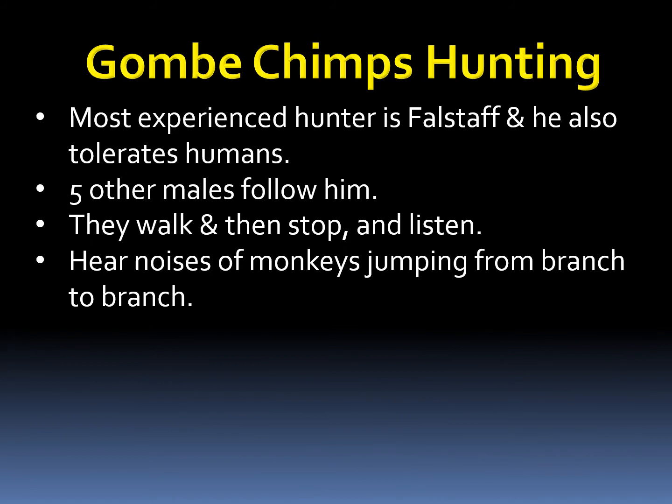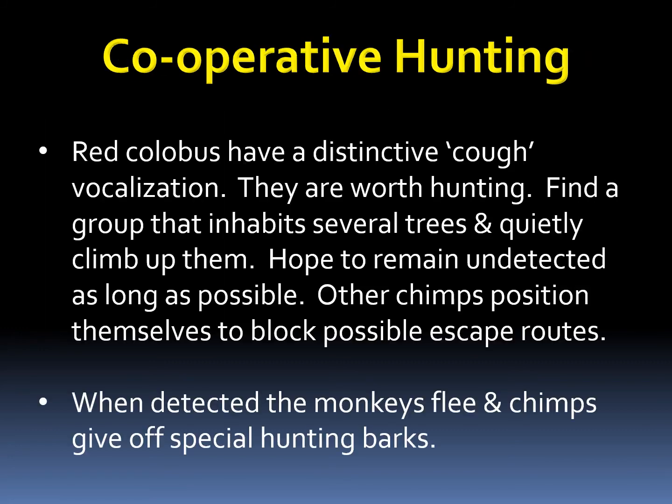So the Gombe chimps, in terms of hunting, the most experienced hunter amongst the Gombe chimp group is a chimp named Falstaff, and he is also very tolerant to humans. There are 5 other males within the group that follow him, and they walk and then they stop and they listen, right? They're following Falstaff, and when they hear the noises of monkeys jumping from branch to branch, they know that they're getting close to their goal, which is finding those colobus monkeys.